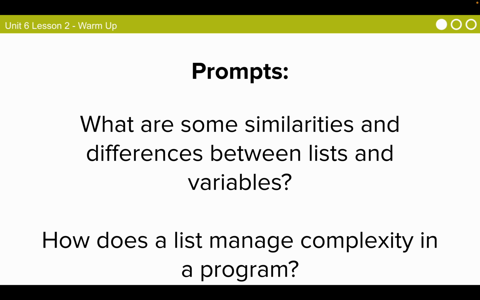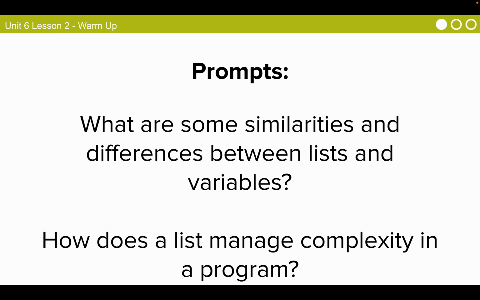So some similarities and differences between variables and lists. Some similarities include that both are used to store information, right? But they're different in that lists can store multiple items, but variables can only store one item. One similarity is that when written in JavaScript, both start with the keyword var. And one difference is that when you're making a list, you have to use square brackets, but when you're making just a regular variable, you can use parentheses.